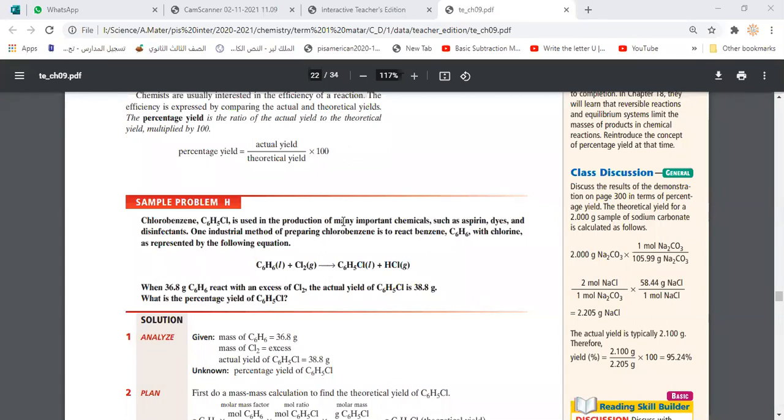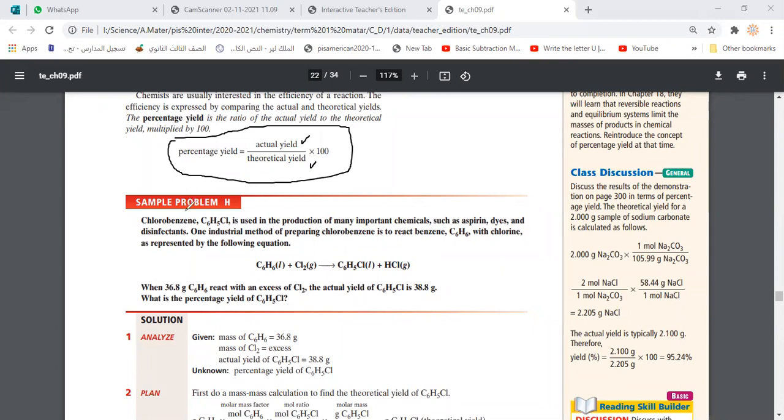To get the percentage yield, it's very simple, as you can see in the equation in front of you. The percentage yield is the actual yield, that means the real amount we get, divided by the theoretical yield, then multiplied by 100. So let's practice here, guys. Today we're going to practice how to calculate the percentage yield.